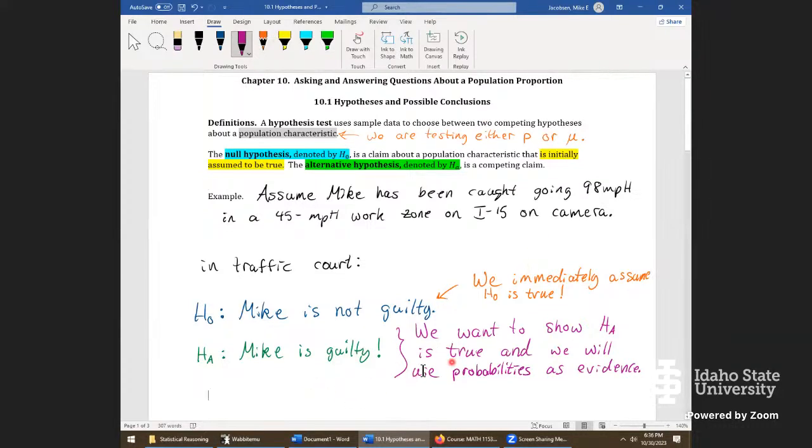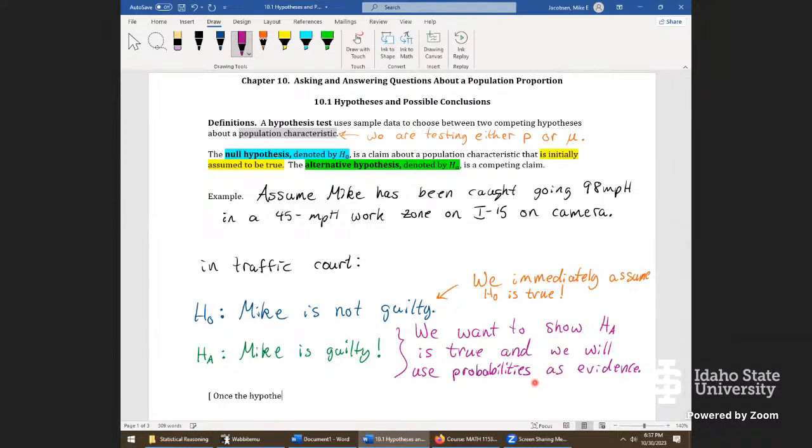Let me type this out so we can have it actually written down and not just contained in the video. So in the court of law, they're going to immediately assume that the H naught is true, that there's really no speeding going on when I walked in through that room. But then they'll show all the evidence, and we'll suddenly have a huge problem once we look at the probabilities. So here's how it will go.